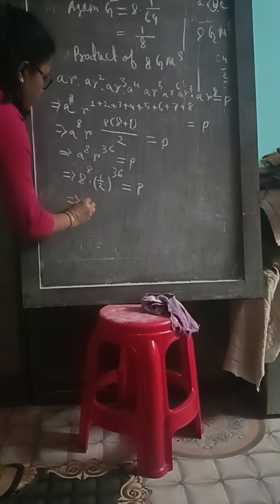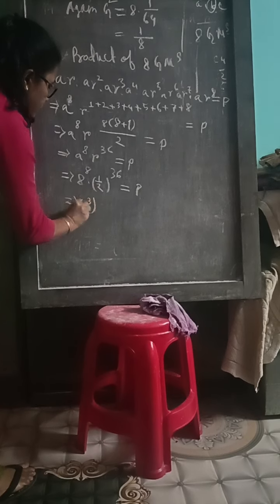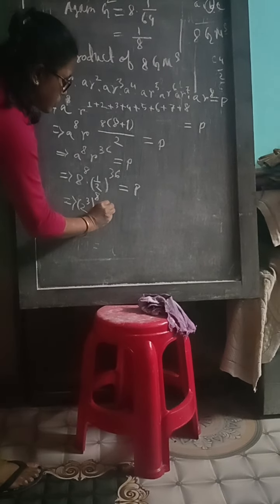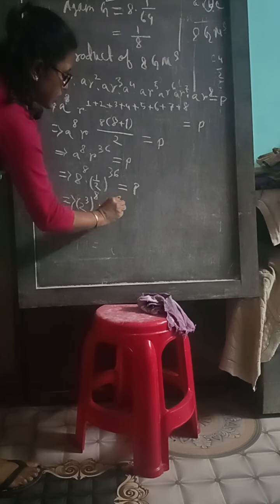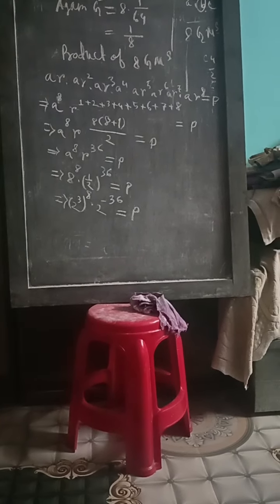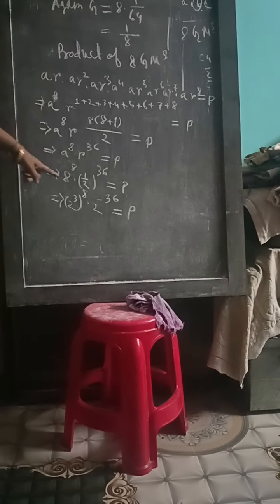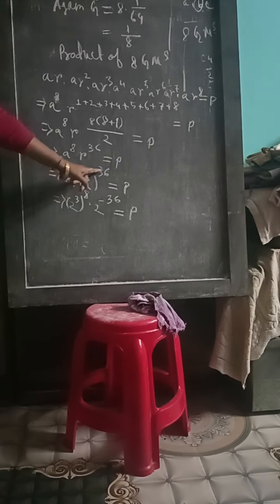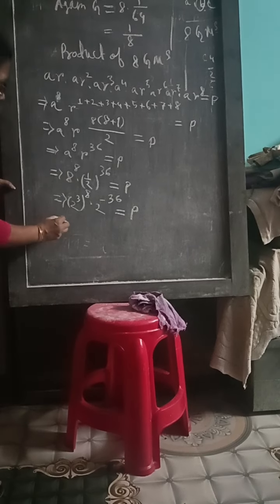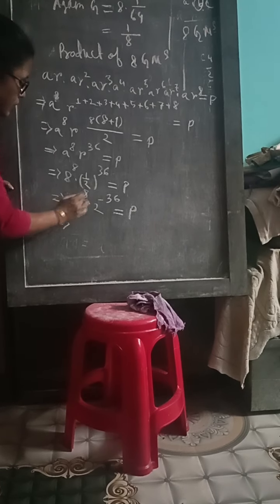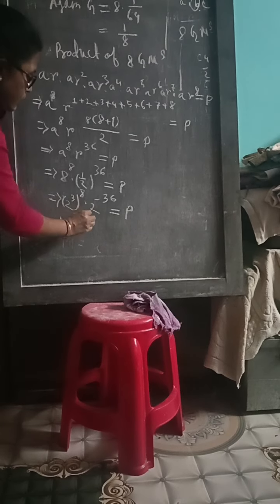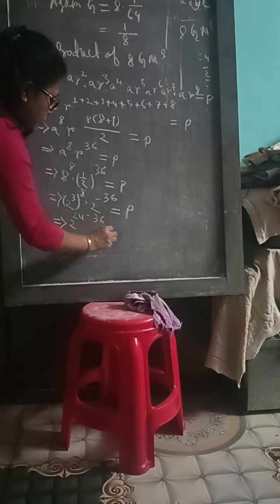It is 2 cube. So (2 cube) whole to the power 8 into 2 to the power minus 36 is equal to P. Understand this? Since it is 1 by 2, it is negative. Do you understand? That implies 2 to the power 8 times 3 is 24. The bases are the same, 24 minus 36 is equal to P.